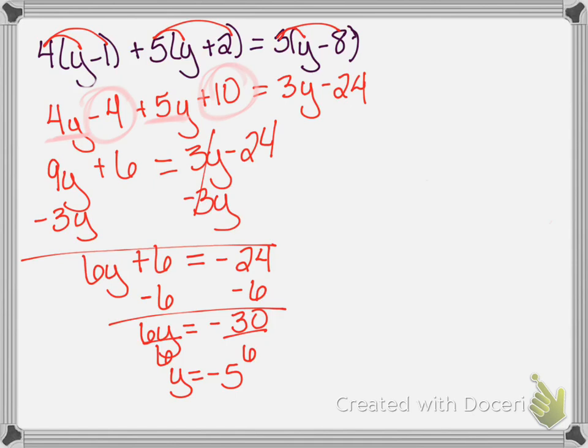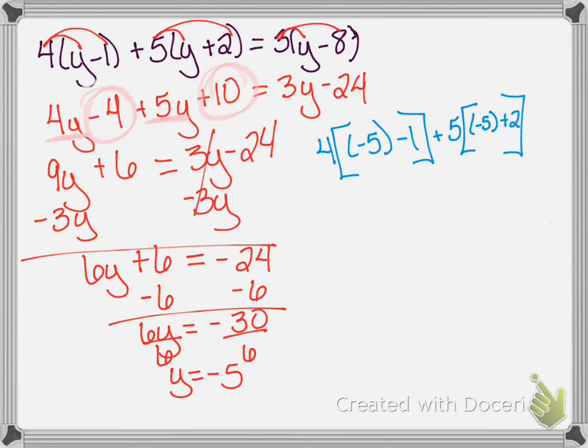Okay, so I am going to check this now. Everywhere there is a y, I'm going to put negative 5. So I'm going to have 4 times negative 5 minus 1. Then I have plus 5 times negative 5 plus 2. Then I have 3 times negative 5 minus 8.